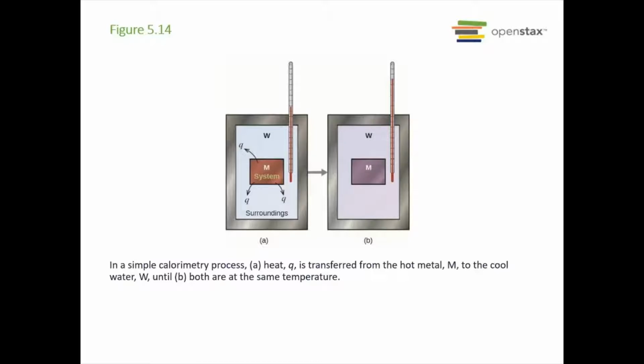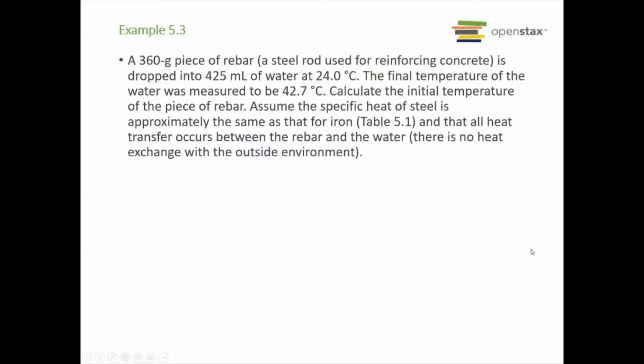So this is just kind of a picture to look at this calorimetry process. We put the hot metal in. We notice that it loses heat, it loses Q, and the temperature starts going up until eventually it stops once they've reached thermal equilibrium. Okay, so we're going to go ahead and do an example where we're able to look at how the Q of the system is equal to the negative Q of the surroundings.